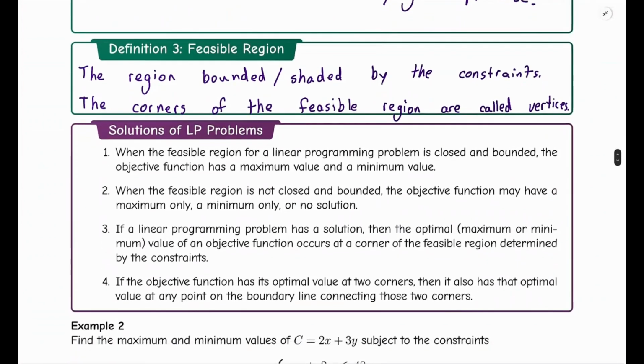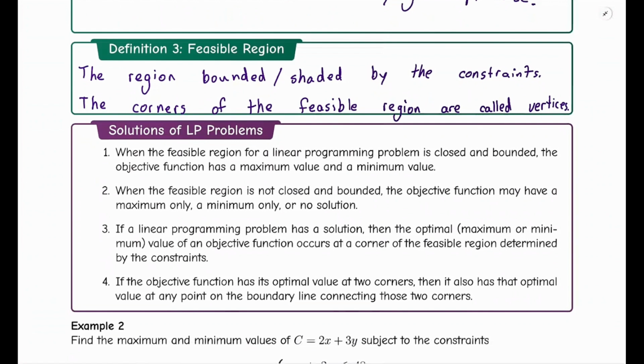So, solutions of LP problem. So, LP is the acronym for linear programming. When the feasible region for a linear programming problem is closed and bounded, the objective function has a maximum value and a minimum value. When the feasible region is not closed or bounded, the objective function may have a maximum only, a minimum only, or no solution. If a linear programming problem has a solution, then the optimal, maximum or minimum, value of an objective function occurs at a corner of the feasible region determined by the constraints.